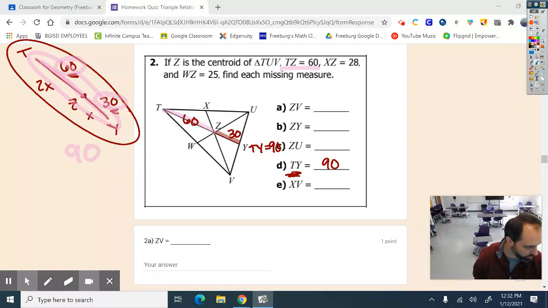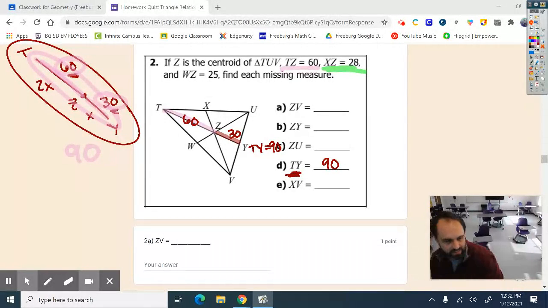Okay, I'm going to go a little bit quicker through the other pieces because it's a very similar setup for the rest of this. X to Z right here is going to be 28.